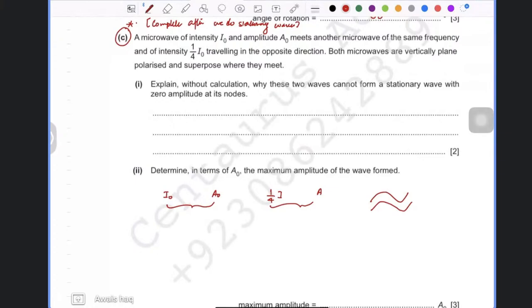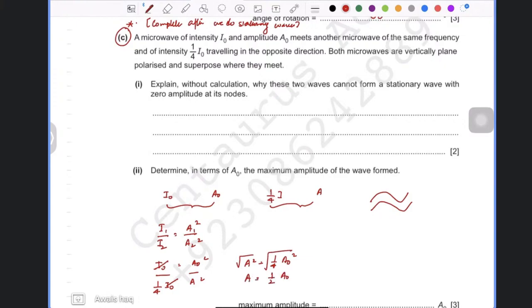Alright, let's do it this way. I1 over I2 equals A1 squared over A2 squared. I1 was I0, the amplitude was A0 squared, I2 was 1/4 of I0, and A2 was A2 squared. This is what we need to find. This will cancel out, and A2 squared will be equal to 1/4 of A0 squared. So the amplitude of the new wave, when we take the square root, will be half of A0.